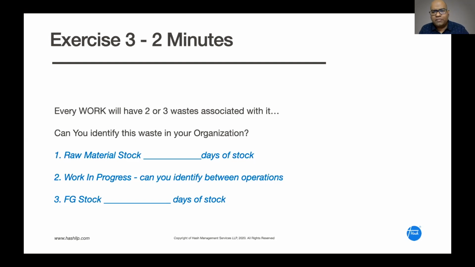FG stock means finished goods stock, materials which are ready for dispatch. I made it ready and packed it, and when the truck comes, I will load it and send it. That's called FG stock, finished goods. So RM means raw material, WIP means work in progress, FG means finished goods.